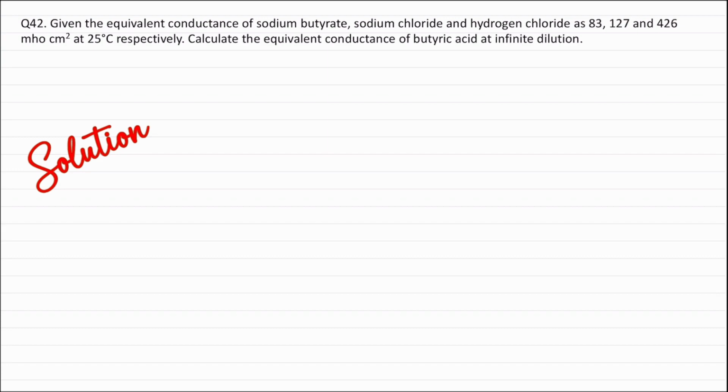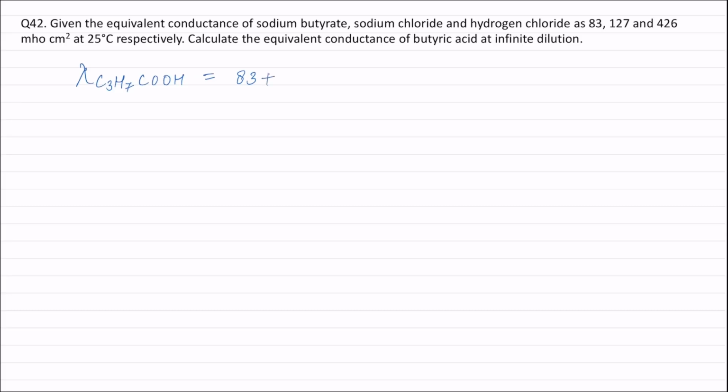Equivalent conductance of butyric acid at infinite dilution, that is lambda C3H7COOH, will be equal to equivalent conductance of sodium butyrate, that is 83 per ohm centimeter square, plus equivalent conductance of hydrogen chloride, that is 426 per ohm centimeter square, minus equivalent conductance of sodium chloride at infinite dilution, that is 127 per ohm centimeter square.